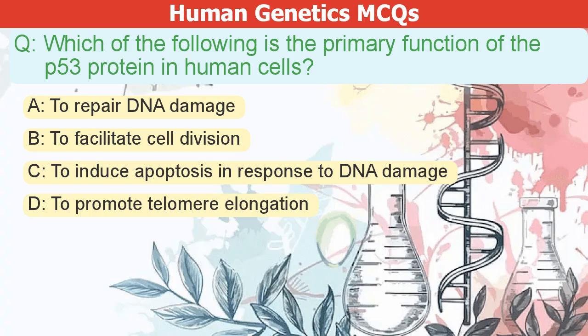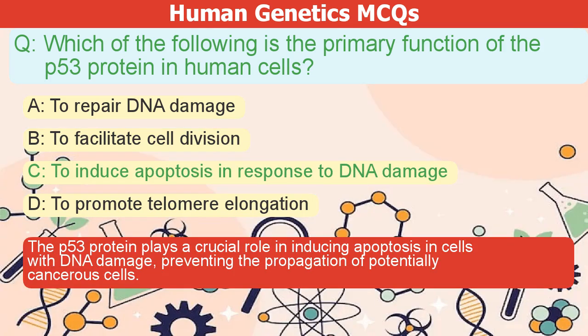Which of the following is the primary function of the p53 protein in human cells? A. To repair DNA damage. B. To facilitate cell division. C. To induce apoptosis in response to DNA damage. D. To promote telomere elongation. The correct answer is C. The p53 protein plays a crucial role in inducing apoptosis in cells with DNA damage, preventing the propagation of potentially cancerous cells.